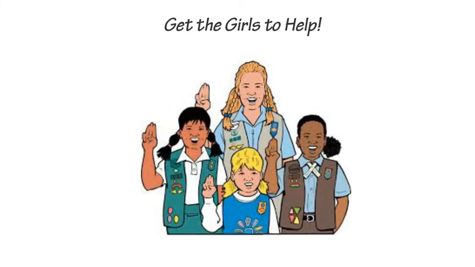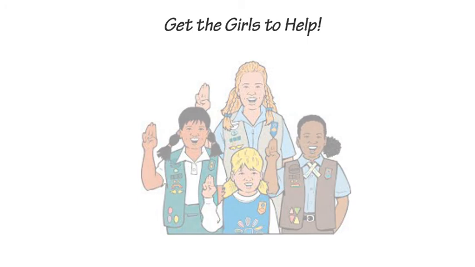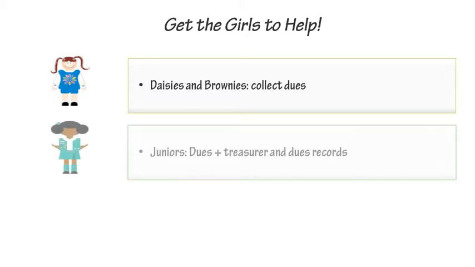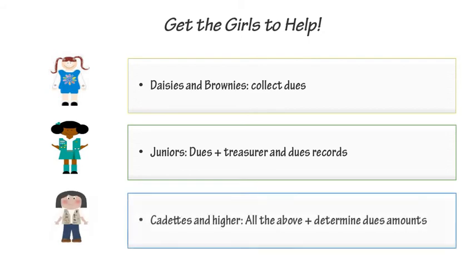If you are worried about doing all of this yourself, why not teach your girls to help? All girls can help in some way. For example, Daisies and Brownies can help collect the dues, though you still have to handle the funds and fill out the report. Juniors can do that and volunteer to be a troop treasurer. They can even keep track of dues records. Cadets and higher can do all of that, plus help determine how much dues should be.